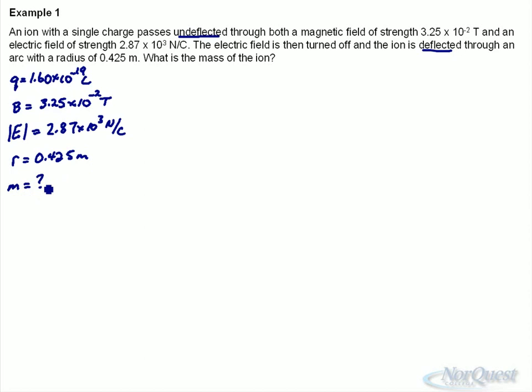It's a two-part question. First of all, in the undeflected region, we have electric force equal to magnetic force. Electric force, again, off your data sheet or off your formula sheet, is EQ or QE. Magnetic force, QVB. Charges divide out, so it leaves us with electric field equal to velocity times magnetic field.